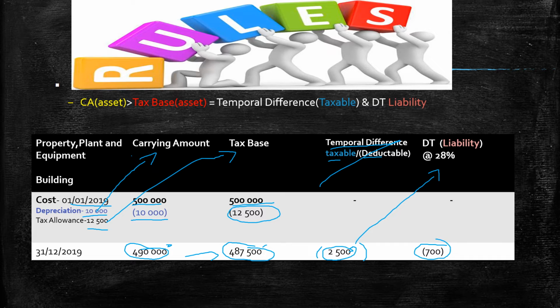28% of 2,500 is going to give us a deferred tax liability, not an asset, because it's a liability since we are going to be paying this tax in a later period or a future period. This is how you get a deferred tax liability.